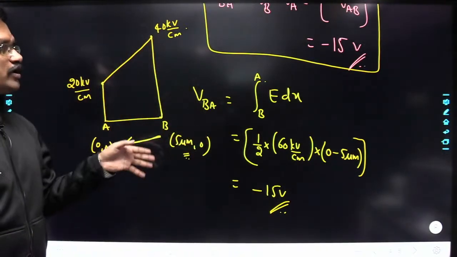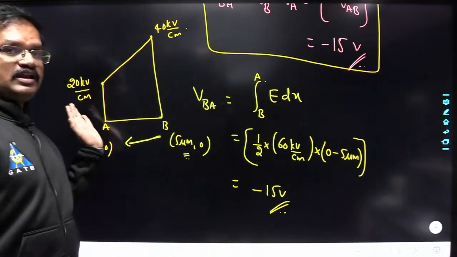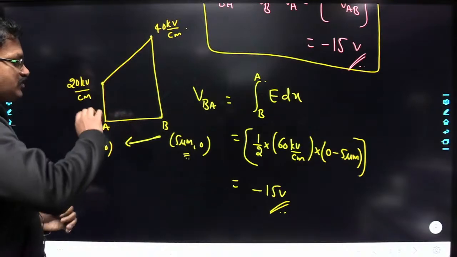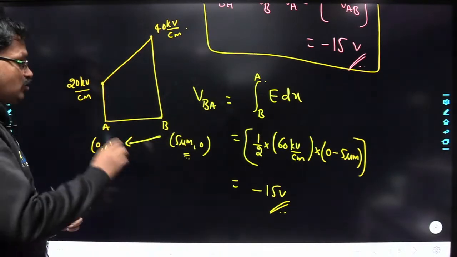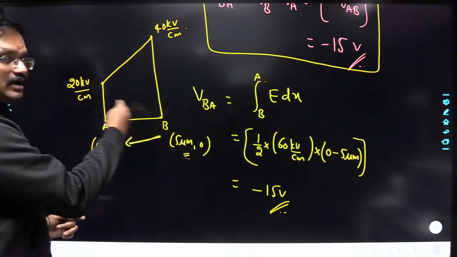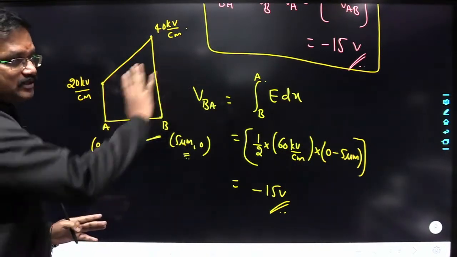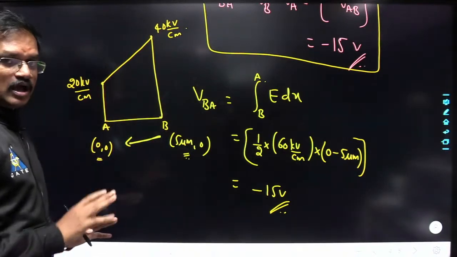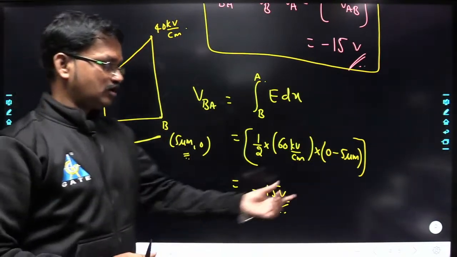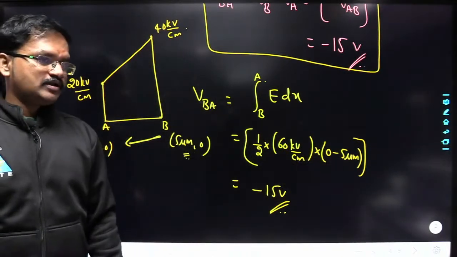Understood? So directly also you can determine in this manner. That is the difference here. It all depends upon whether you are moving from left to right or right to left. If they ask the potential difference between A and B, that is VA minus VB, then go from right to left. If they ask between B and A, you can do it in two ways. You can go from right to left, determine the area, and then put minus, or you can directly move from B to A. Then the change in base is going to be negative, so you get minus 15 volts.